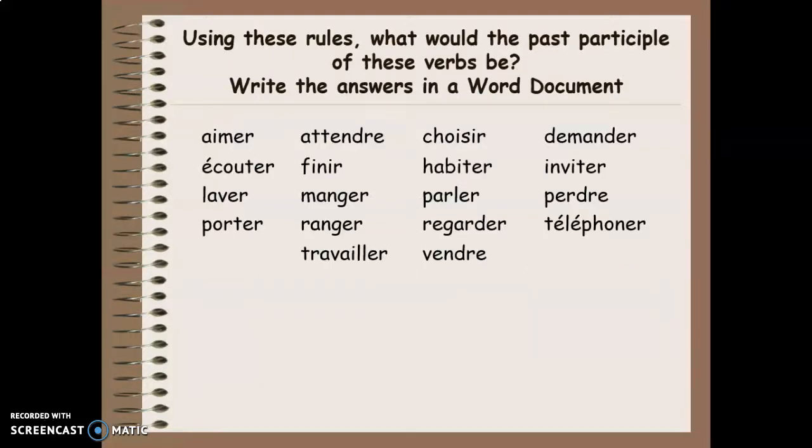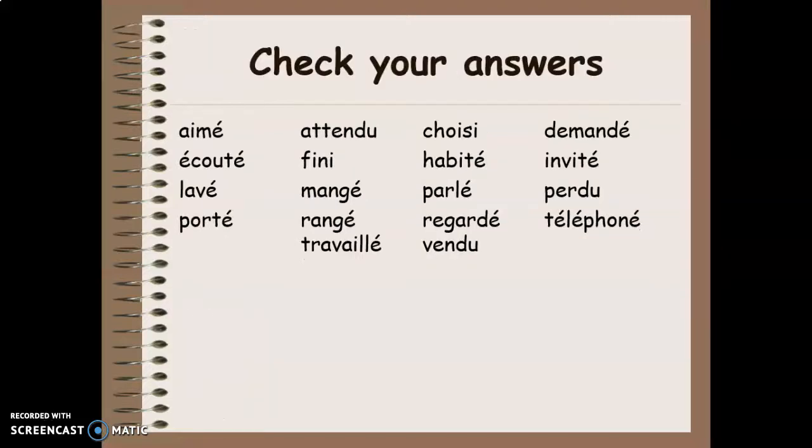Usually, what would the past participle be? You don't need them in the Word document, they're just samples. So: aimer, écouter, laver, porter, attendre, finir, manger, ranger, travailler, choisir, habiter, parler, regarder, vendre, demander, inviter, perdre, téléphoner. They're just like the present tense: the ER, IR, and RE verbs all follow a pattern.